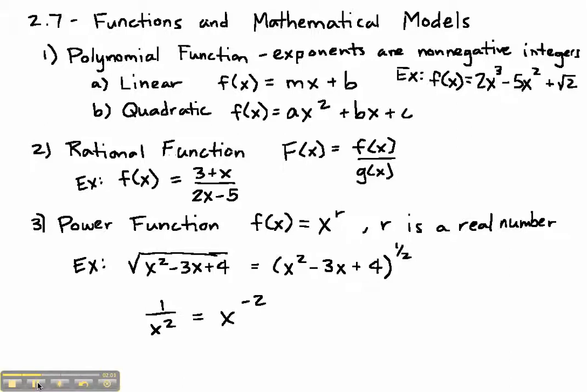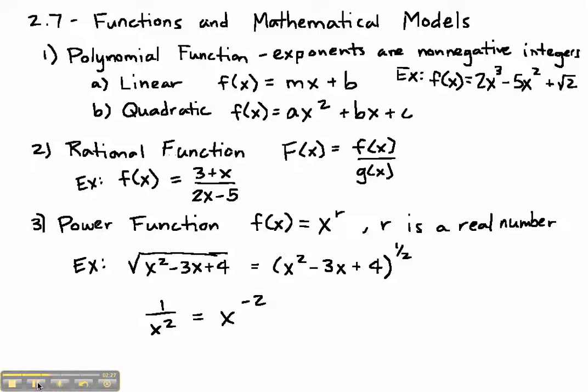And the power function is of the form f of x equals x to the r, where r is any real number. That means that it can be a fraction, it can be a decimal, it can be a negative number. Okay? And notice the difference between the power function and a polynomial function. For a polynomial function, the exponents have to be non-negative integers, whereas for a power function, it can be anything.